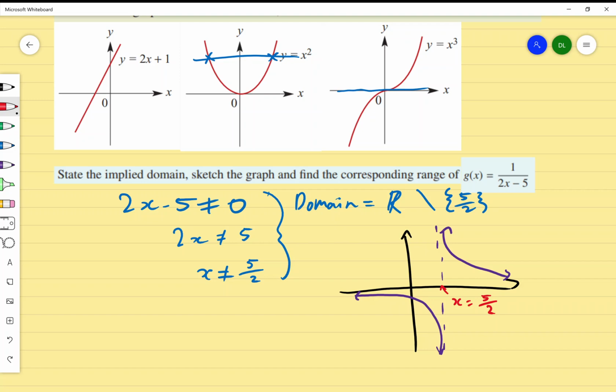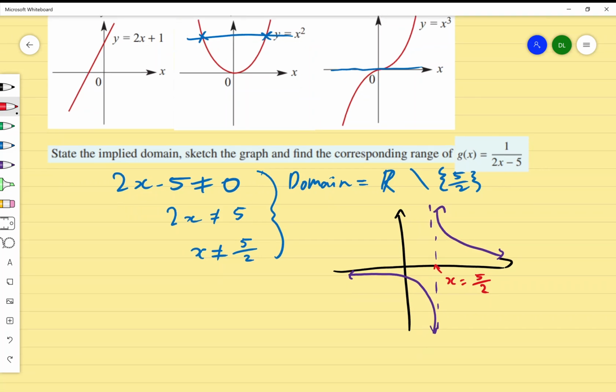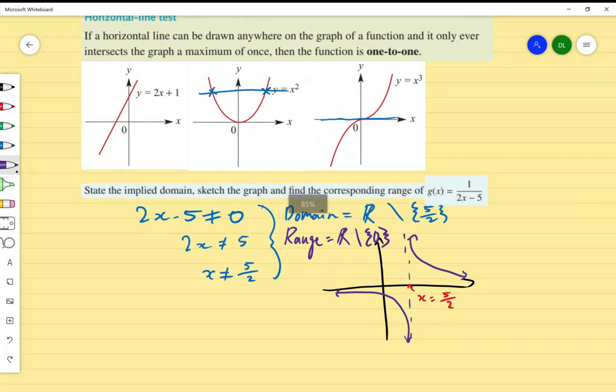I could have 1 divided by a million, it'll still give me 0.000 and so on all the way, but it wouldn't give me 0. And so therefore I have y equals 0 as an asymptote because I cannot reach y equals 0. And so therefore my range is all real numbers barring 0. Hopefully that makes sense. Let me know if you have any questions.